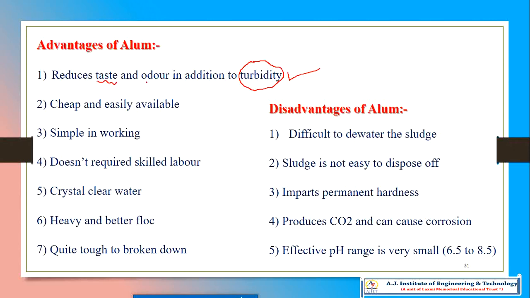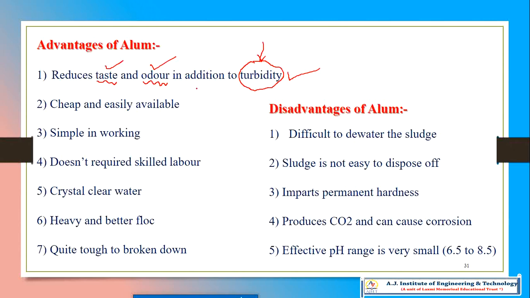Why will there be taste in the water? Water should actually be tasteless and odorless. If taste or odor is there, it is because of organic decomposition or organic reactions happening in the water, and that taste and odor will be removed. Taste and odor should not be there in the water. This is one more advantage, that taste and odor are removed in addition to turbidity, which is the major function of alum: to remove turbid particles.